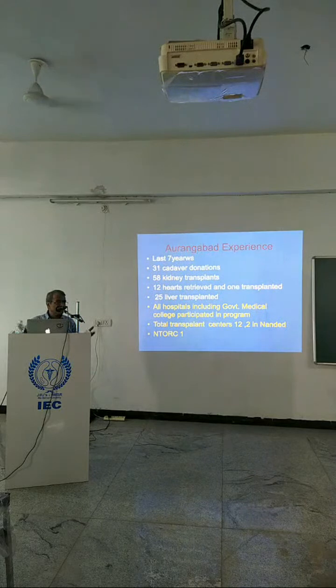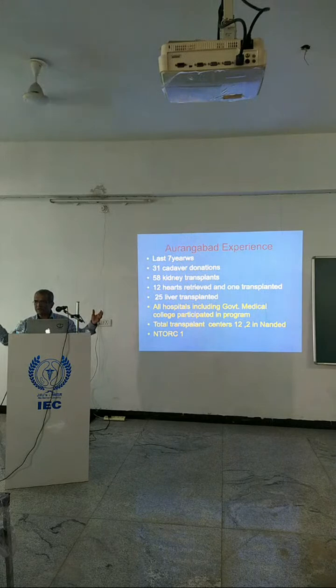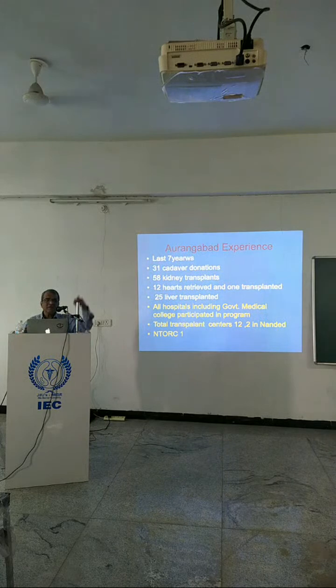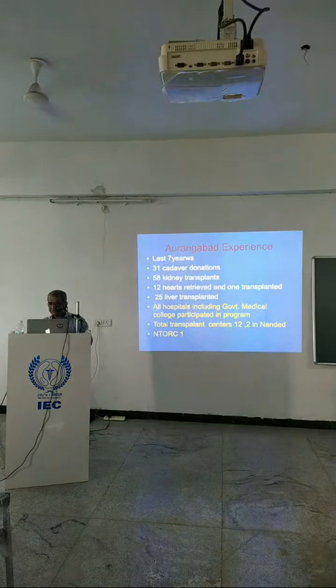So I have a lot of expectations from this institute, which has very good personalities, my colleagues, my students, my friends. So I have come with expectations. Total transplant centers in our region are 12, 2 in Nanded. There is 1 NTORC. What is this NTORC? It is a non-transplant organ retrieval center. You don't do transplants, but even if you have an ICU with a brain-dead person, organs can be retrieved and taken to the hospitals which are doing transplants. So this institute can become an NTORC. You can become a transplant center after 2 years, but at least start an NTORC.